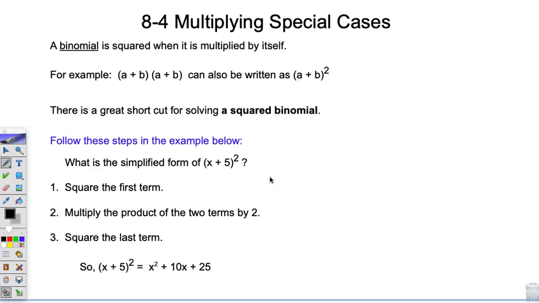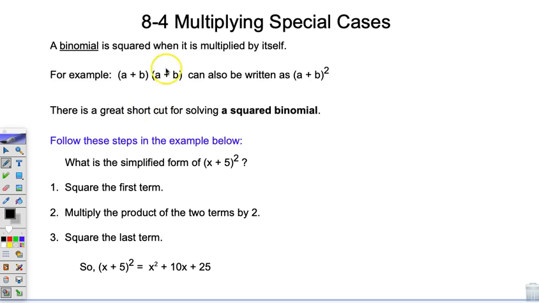Hi guys, we're going to be working on 8-4, multiplying special cases. So thus far we've taken binomials and multiplied them using the FOIL method and also the table method. Today we're going to look at special cases.